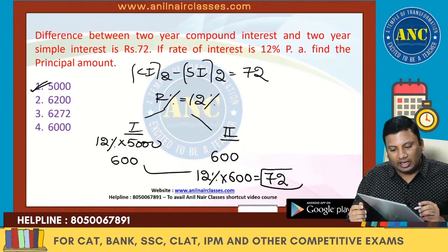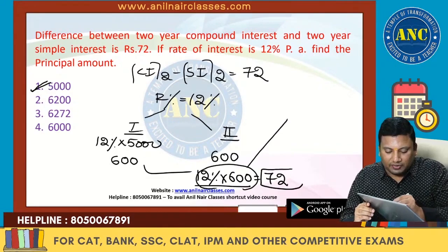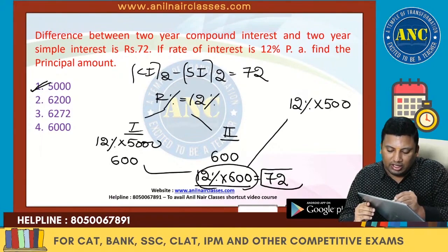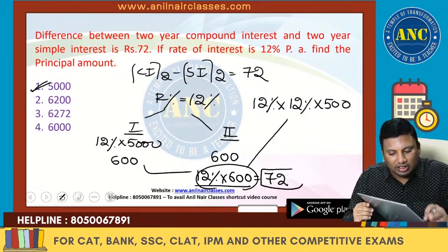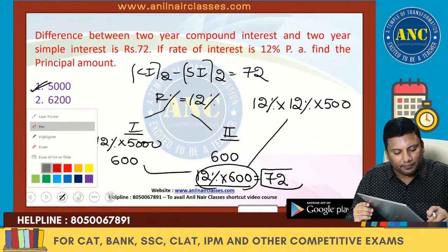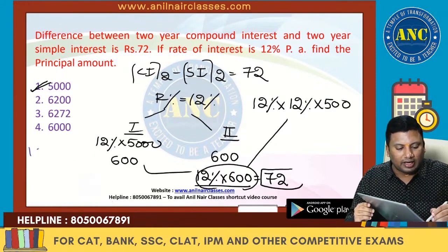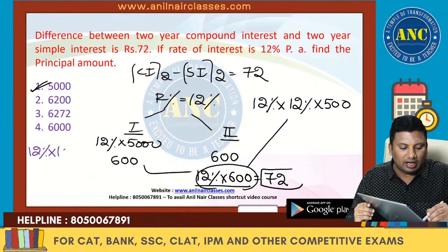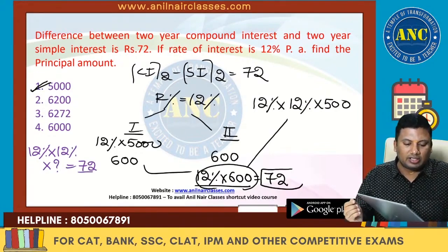Now if you see here, what is 12% of 600? This is 12% of 5,000 and then 12% of 6,000. Am I right? So the answer is very easy. Just by looking at the question itself, you will get 12% into 12% into something. It is 72.